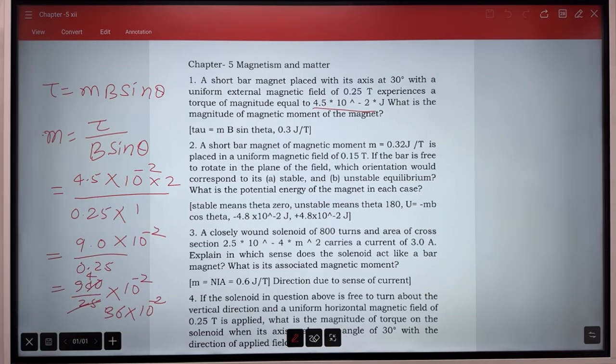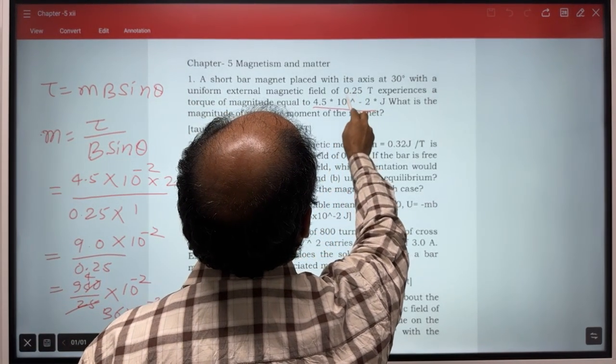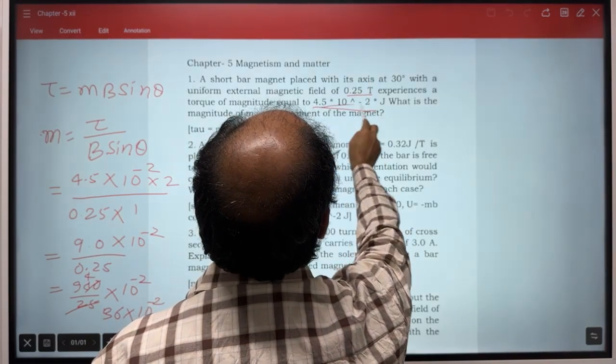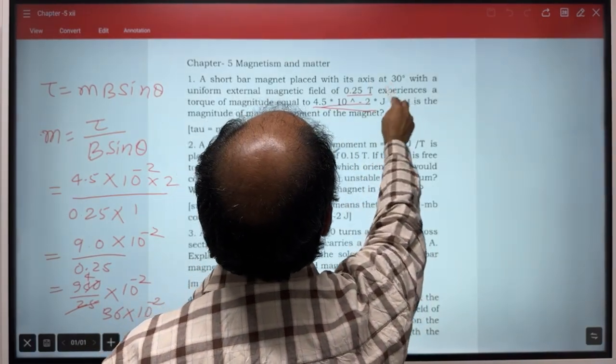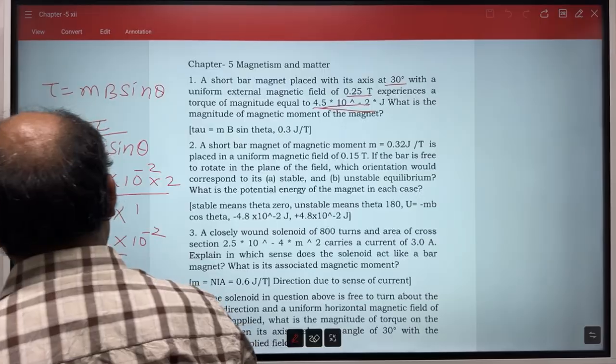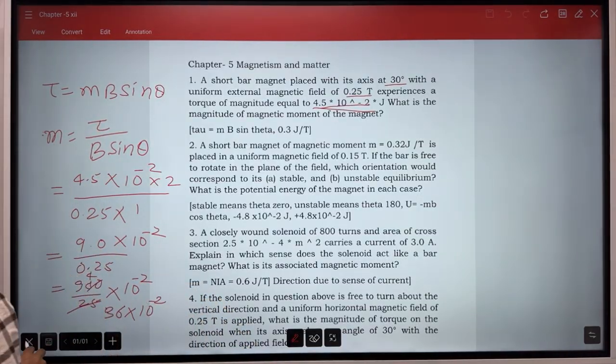And then we can write the unit, joule per Tesla. Did you understand? This is the value of magnetic field, this is the value of torque, theta is given as 30 degree, and we can evaluate. So any doubt? I think no.